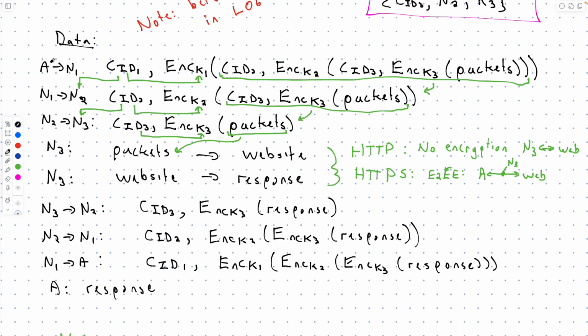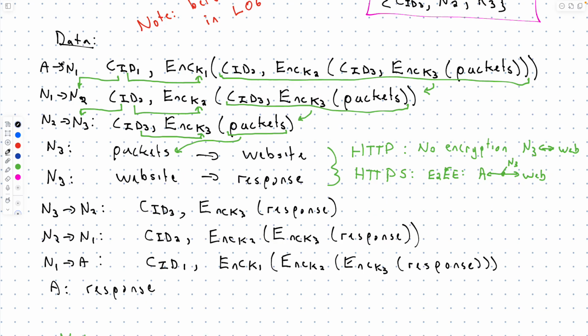Okay, so Alice sends to N1 this payload. So there's an encryption under K1, which she shares with N1. And now the CID is outside of the encryption, okay? Why did I move it outside the encryption? Well, when node 1 receives this packet, it needs to know basically which connection this is, okay?